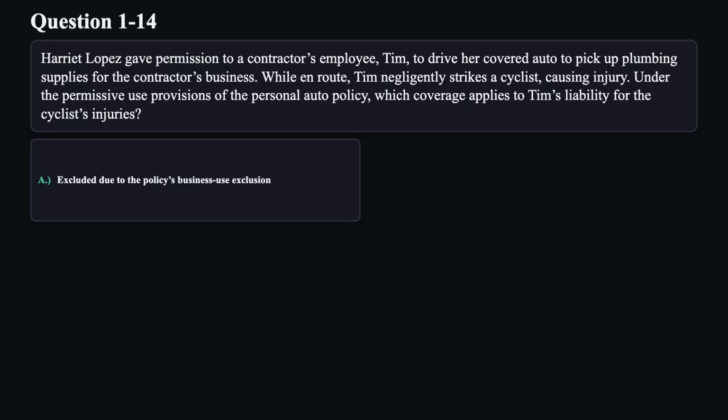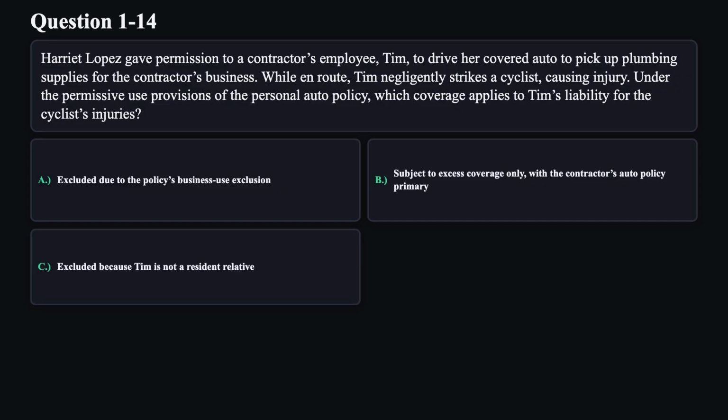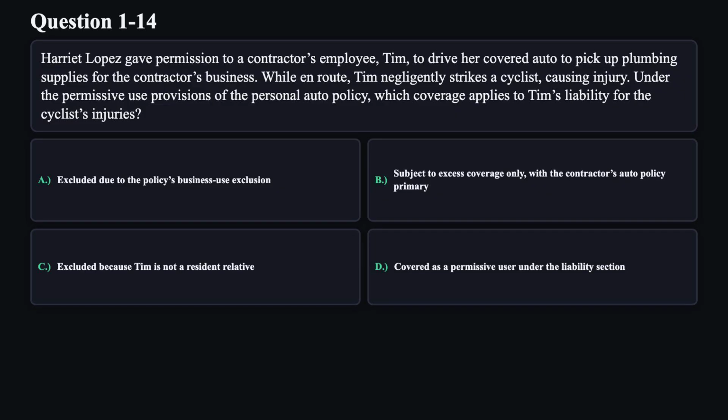A. Excluded due to the policy's business use exclusion. B. Subject to excess coverage only with the contractor's auto policy primary. C. Excluded because Tim is not a resident relative. D. Covered as a permissive user under the liability section.